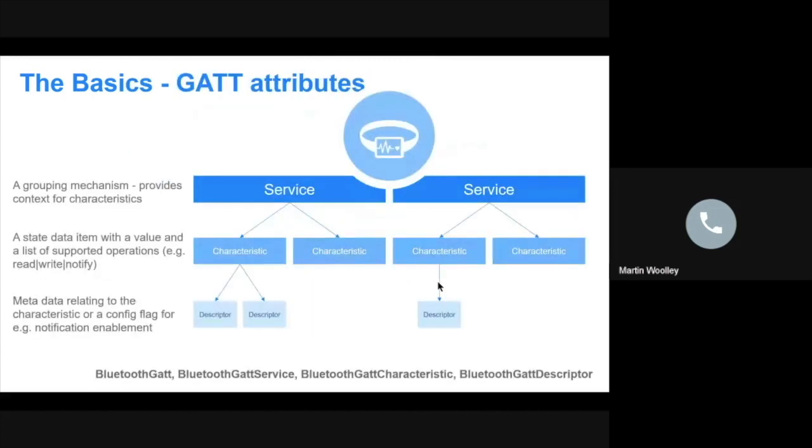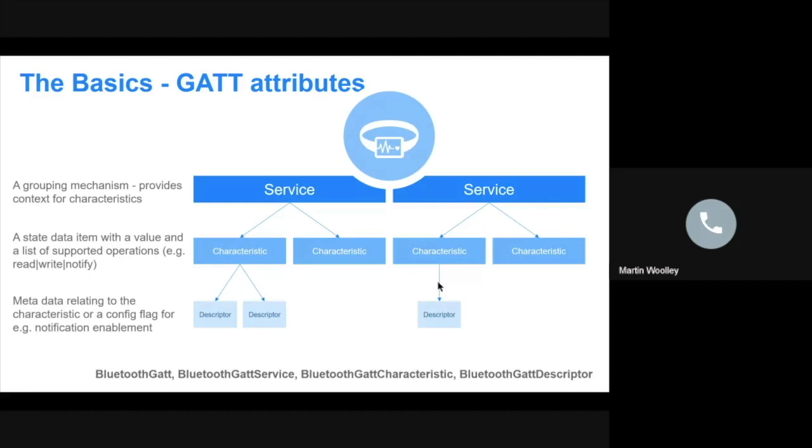Now, once you're in a connection, you're going to be working with a table of data on the remote device that's called the attribute table. You don't often see this written down in API specs, but that's what it's called. And sitting inside the attribute table are a series of attributes, kind of rows in a table, and they're all of one of three types. There are services, characteristics, and descriptors, and collectively they form a kind of hierarchical structure which has been flattened to fit in a table.